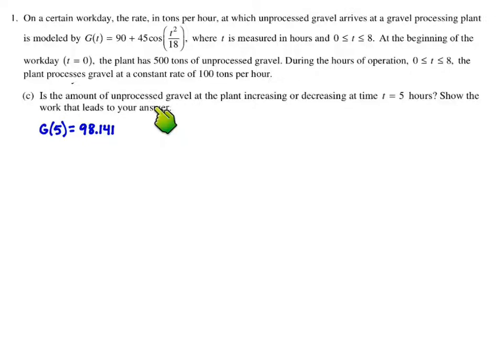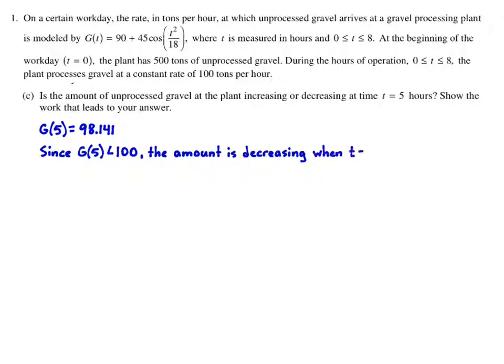And we know that it's going out of the plant, or it's being processed, at a rate of 100 tons per hour. And so we can see that the rate in is less than the rate out. And if the rate in is less than the rate out, that means the amount is decreasing. The other way of looking at this, and I didn't do this here, but I can, we can come up with an overall rate, and I'll just name it R of t. So the overall rate is going to be equal to g of t minus 100. Okay, g of t minus 100.